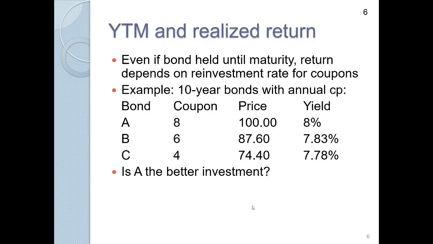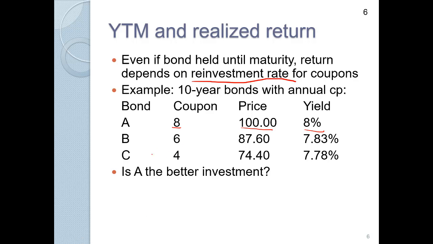And here we're going to talk about the yield to maturity and realized return. So even though we can hold a bond until maturity, the return on a bond is going to depend on its reinvestment rate for the coupon. In the cases before, we always assumed that, let's say, this bond, bond A, is a 10-year bond with annual coupons. It pays a coupon of 8, it has a price of 100, and the yield to maturity is 8%. Now, in this bond, the 8% means that we assume that the coupons are going to be reinvested at this rate. What do I mean by that?